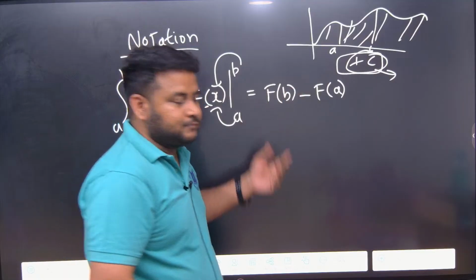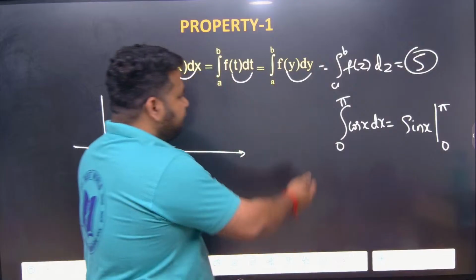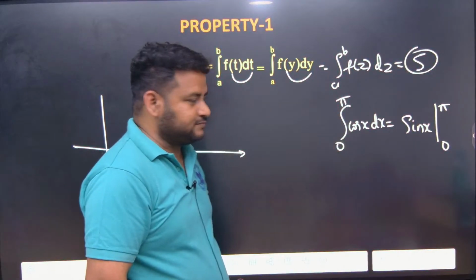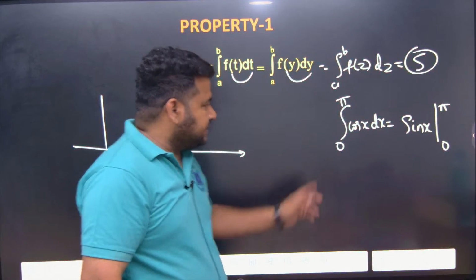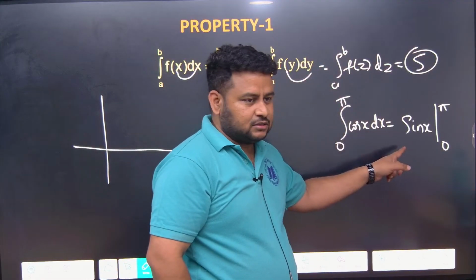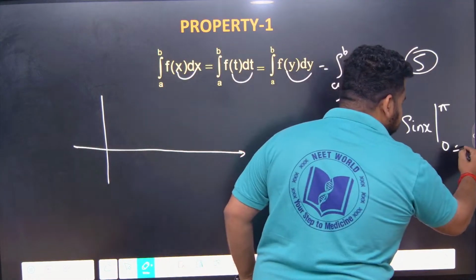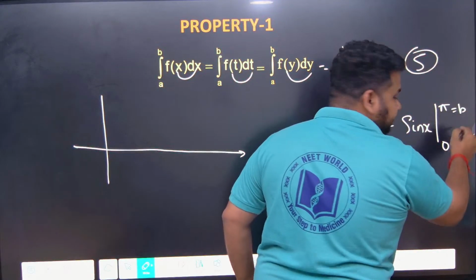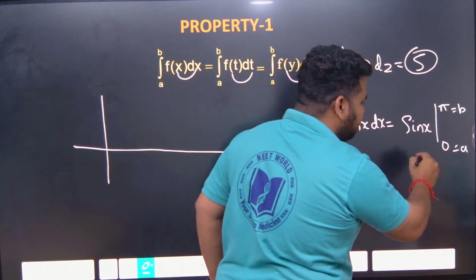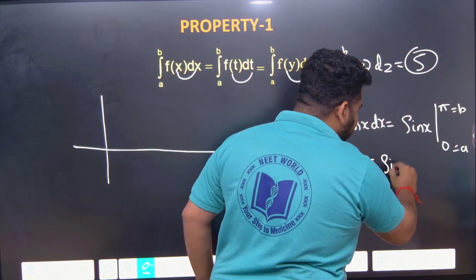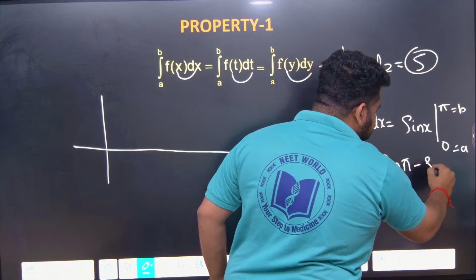Plus c won't come. Now see here, if I take the example of integral 0 to pi cos x dx, integral of cos x is what? Sin x I got. Now what is this I am having here? This is a, this is b, yes or no? This is a, this is b. I told you upper limit minus lower limit, so this will become what? Sin pi minus sin 0.